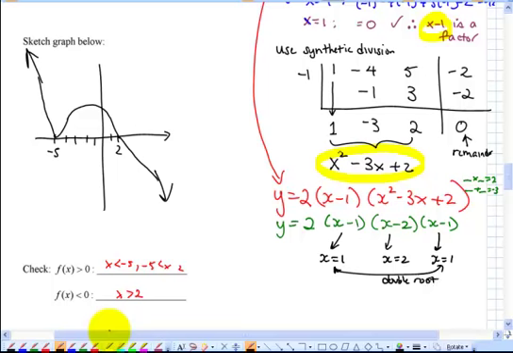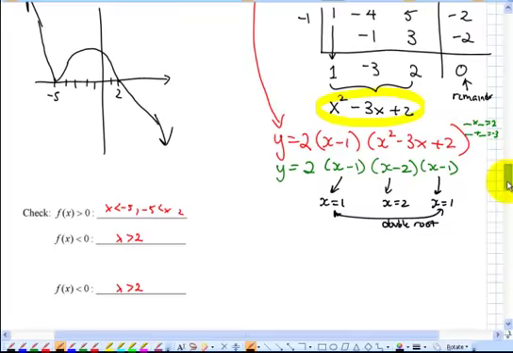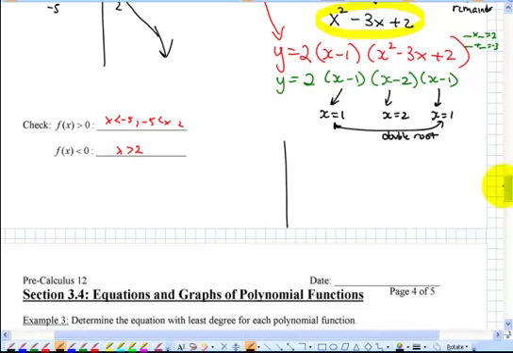Okay? So you think about it then, your graph or your equation should look something like this. I've got 1, I've got 2, it starts down low, it goes up to 1, it comes back to 2, and it goes up like this.